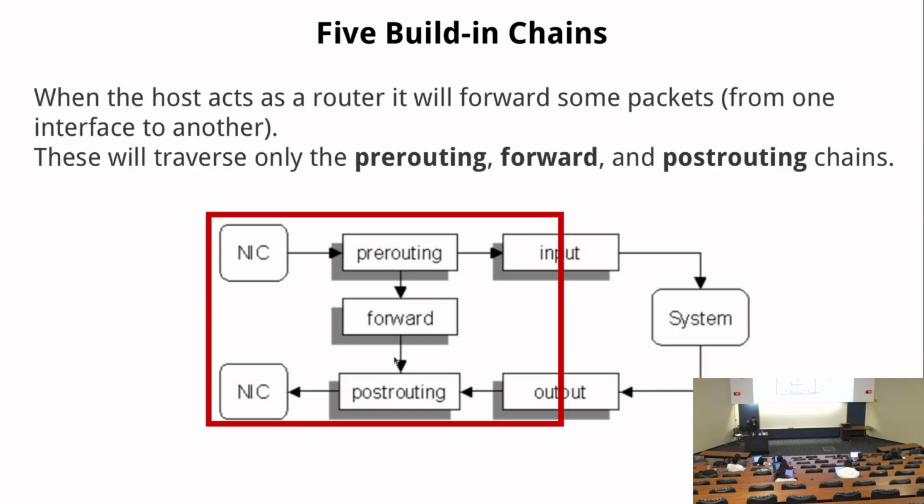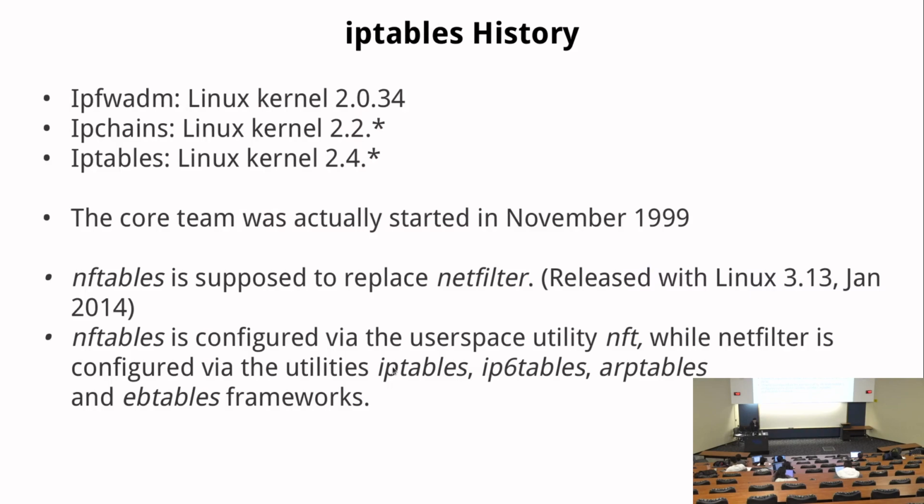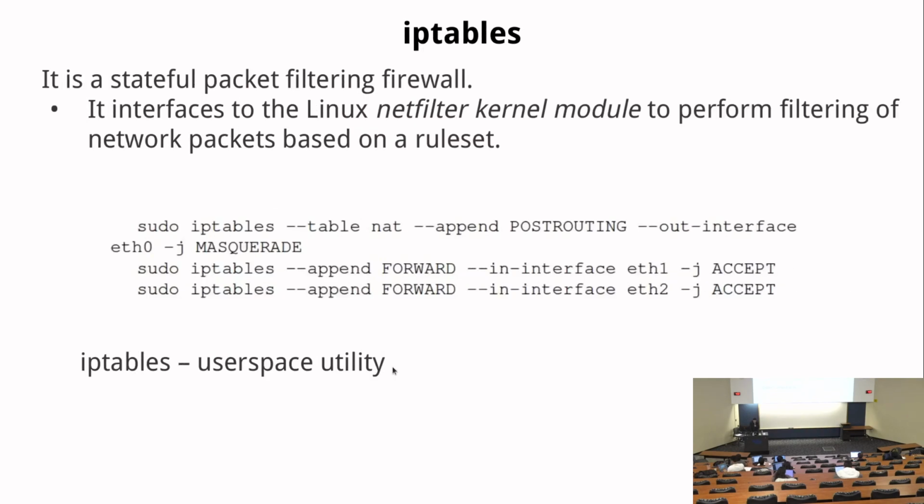If the host acts as a router, it will forward some packets, so they will go through the pre-routing, forward, and post-routing chains. If we go back to the example we had before, you can see there are 3 commands, and we are adding rules to those chains. This one is adding a rule to the post-routing chain. This one is adding to the forward chain.